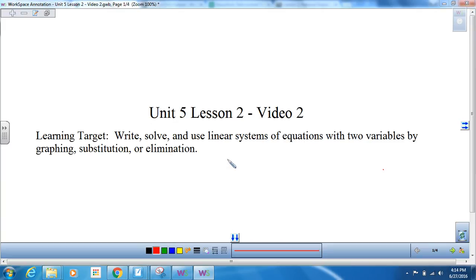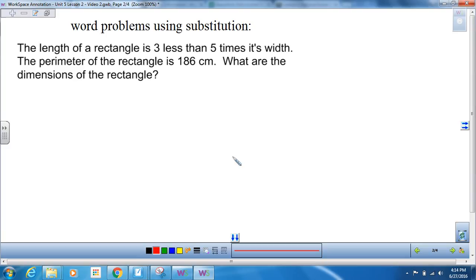This is Unit 5, Lesson 2, Video 2, so we're still going to look at substitution, but we're going to look at word problems. Okay, so we're going to do a couple examples of word problems using substitution. They're not all going to be identical to the two examples, but they give you kind of a range of what to expect. Okay, so here we have: the length of a rectangle is 3 less than 5 times its width. The perimeter is 186 centimeters.